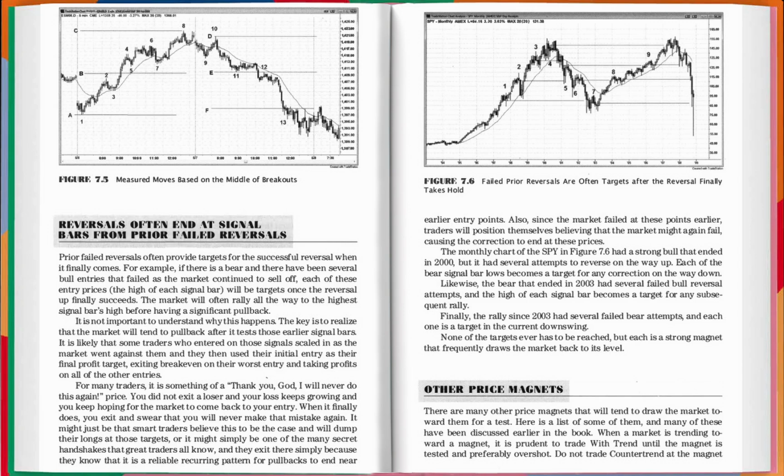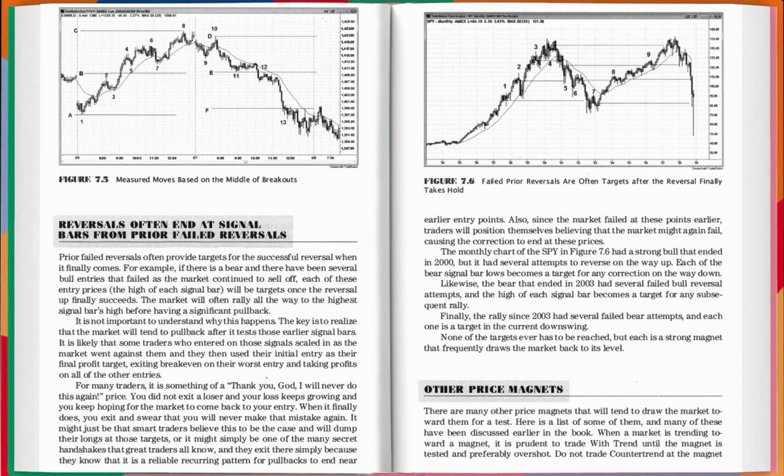Also, since the market failed at these points earlier, traders will position themselves believing that the market might again fail, causing the correction to end at these prices. The monthly chart of the SPY in figure 7.6 had a strong bull that ended in 2000, but it had several attempts to reverse on the way up. Each of the bear signal bar lows becomes a target for any correction on the way down.